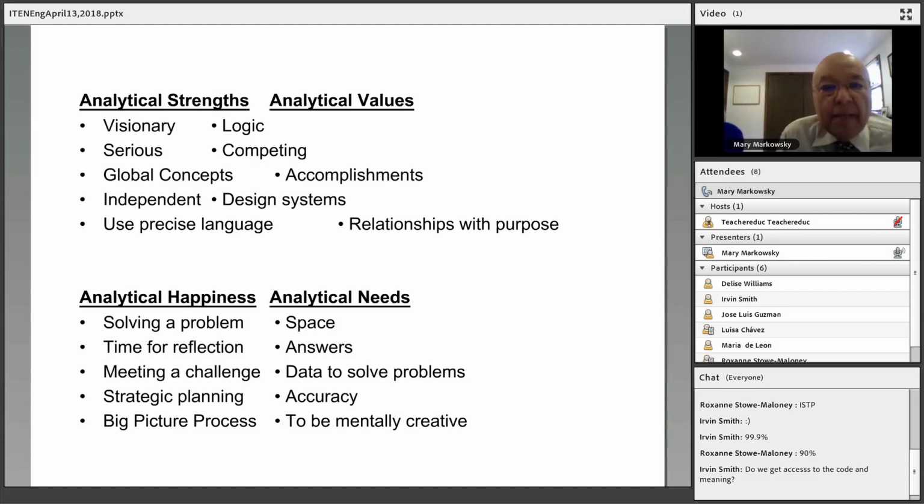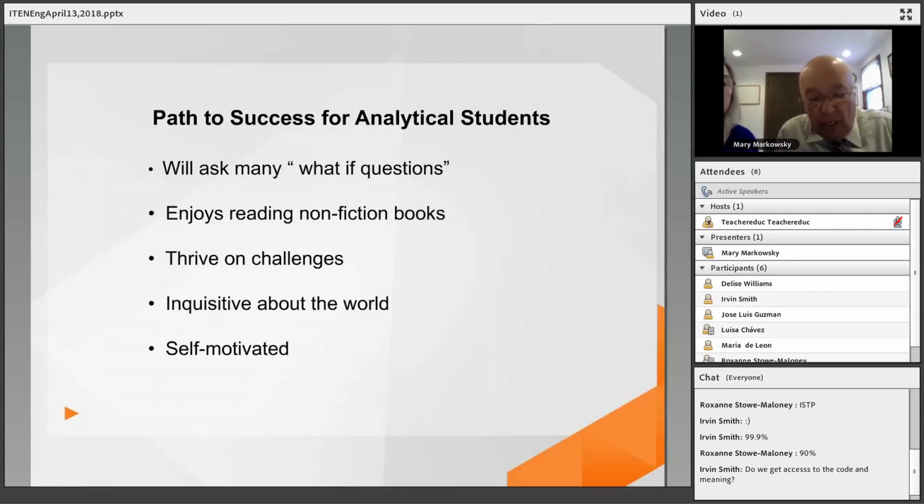Let's not forget that these are the same characteristics of our students also, which they use in their classroom every day. And sometimes they drive us nuts, right? Okay, our path to success for analytical students.